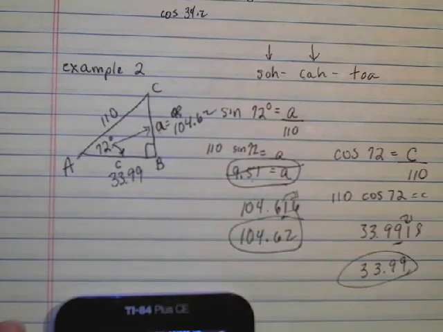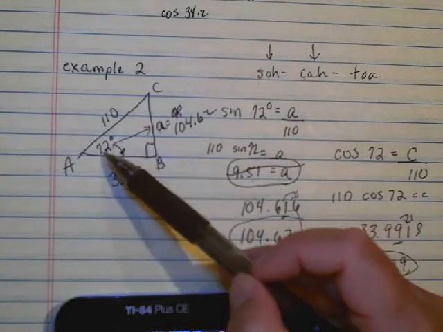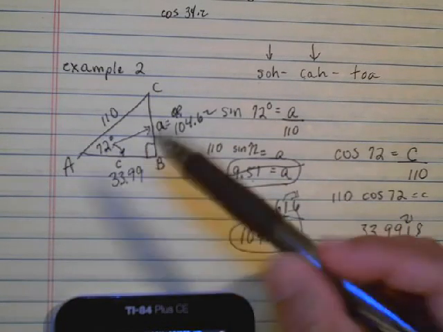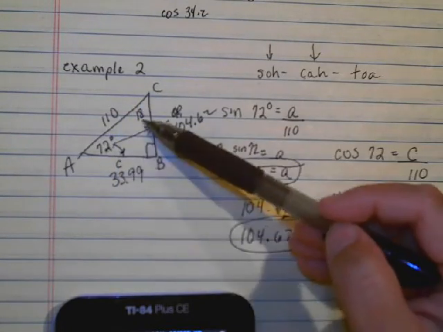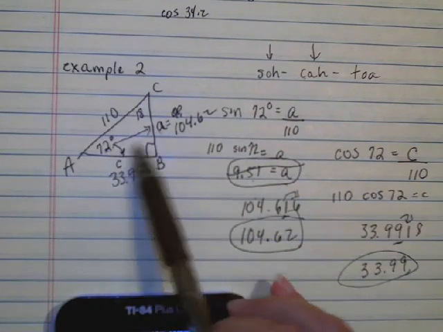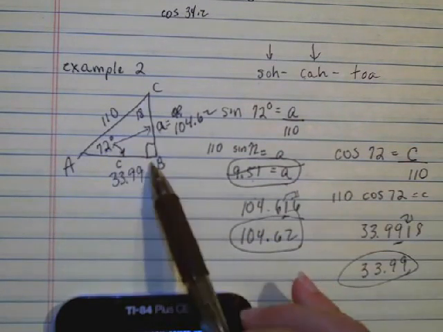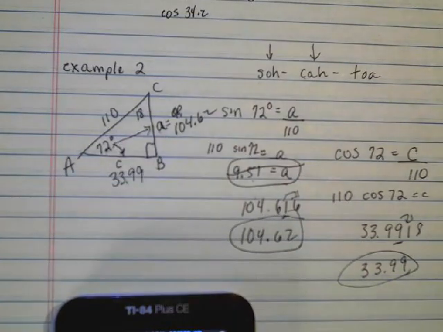So let's go find the last thing. I know that these 3 should add up to 180. So that means that this has to be 18 degrees. And this makes sense. Across from 18 is 33. And across from 72 is 104. And across from 90 is 110. So all of those answers make good sense.